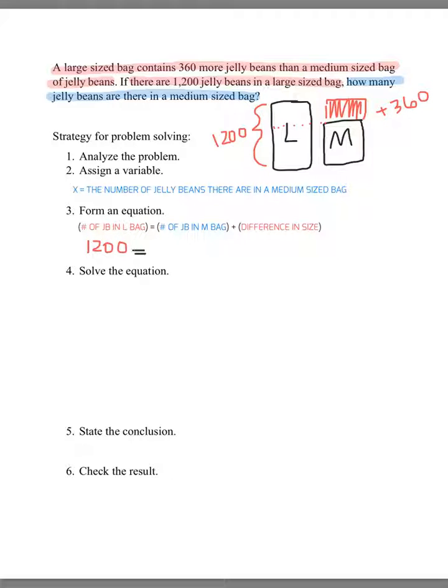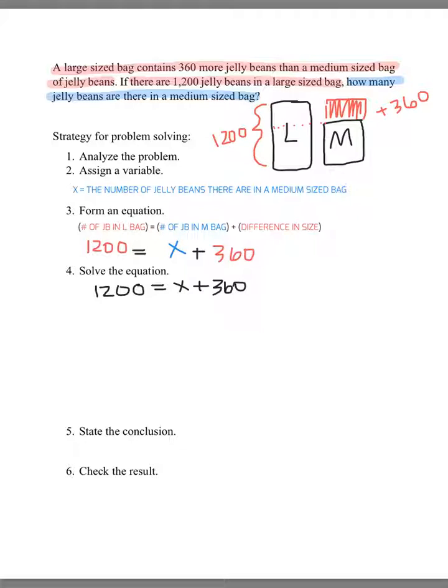And that's equal to the number of jelly beans in the medium bag, which is our unknown quantity X, plus the difference in size, which is 360, given by the word problem. So let us go ahead and solve the equation. Again, we always want to start off with the original equation found in step 3. So 1,200 equals x plus 360.